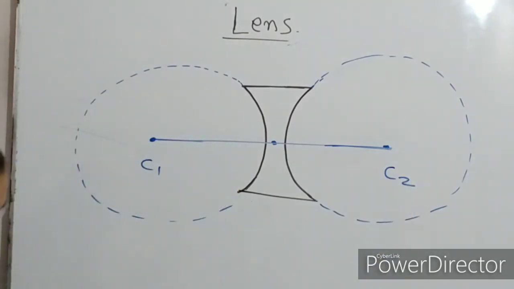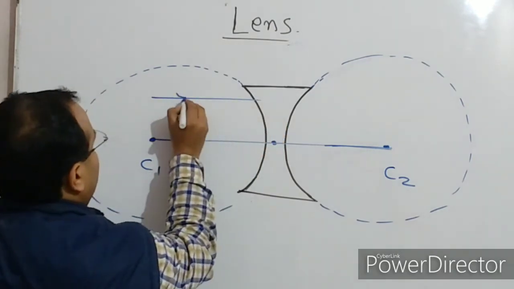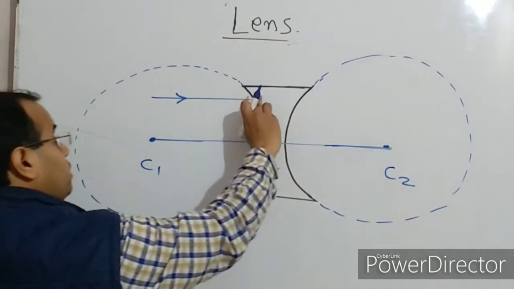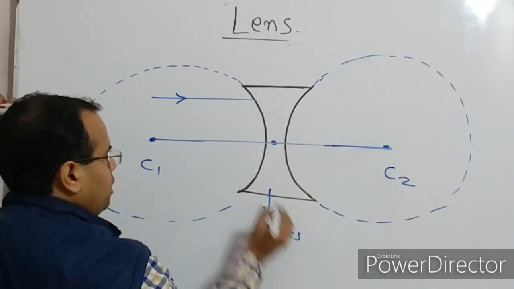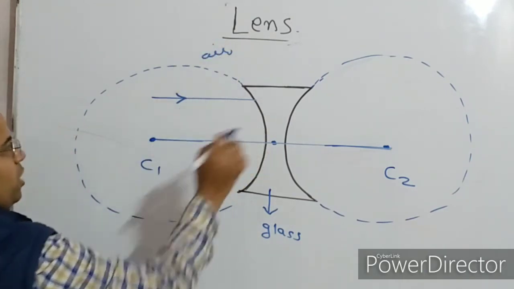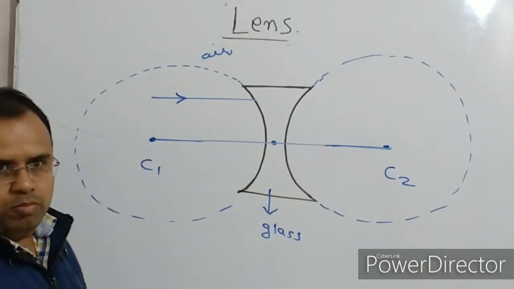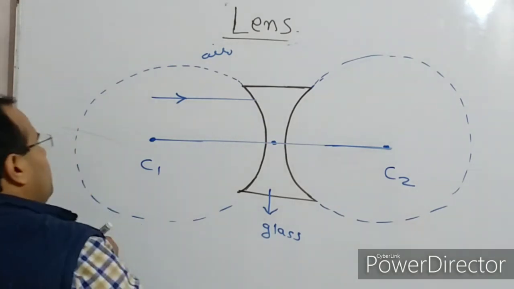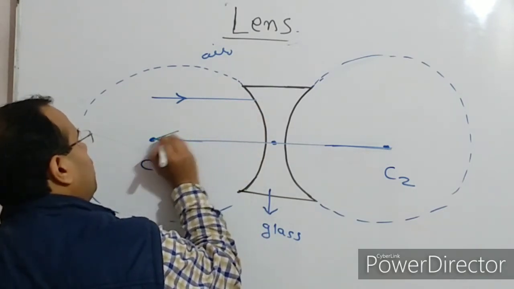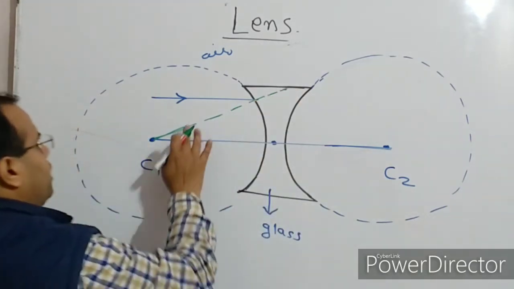Okay, now if we take a light ray which is incident parallel to the principal axis, suppose that this is the light ray which is incident parallel to the principal axis. Now what will happen is that at this point light passes from air to glass. Here we have the glass, and here we have the air from which it is passing. So when light passes from air to glass, what happens to it? It bends towards the normal. So we have to draw the normal here. Okay, so to draw the normal, we will join C1 to this point. If we join this point, then this is the radius of curvature.